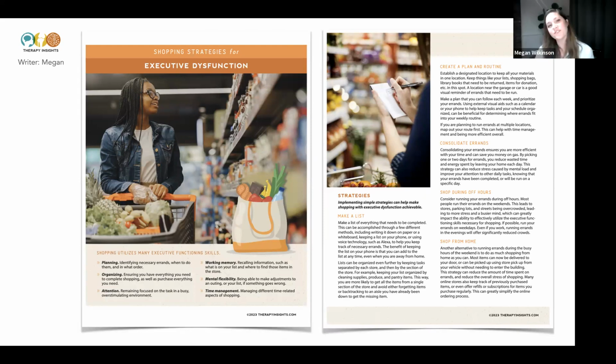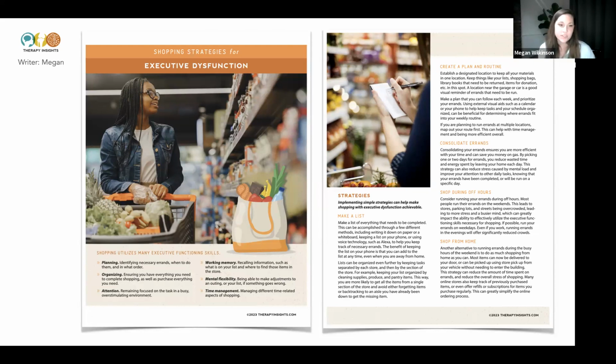Yeah, so this one was kind of jumping off of a few months ago, maybe 2 months ago. We did cooking strategies for executive dysfunction. And this is another ideal area where executive dysfunction without properly implemented strategies can be super overwhelming, and something that people tend to get frustrated by or not engage in because of that. So the first page details all the different executive functioning skills, and specifically where you might run into issues or what is important with shopping.